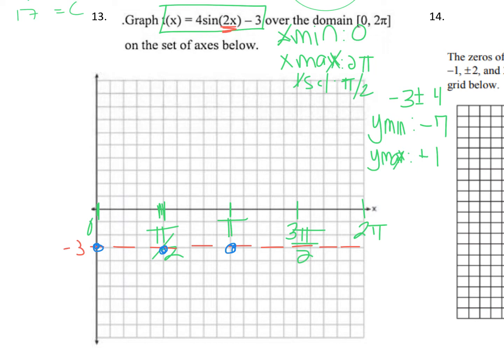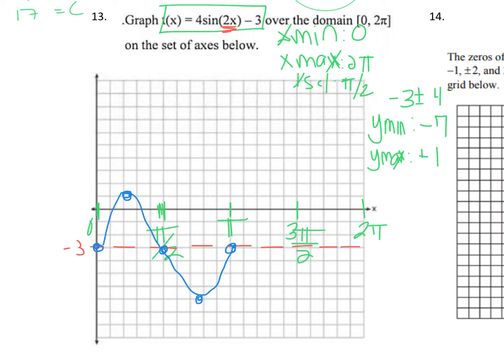1, 2, 3, 4, there's my max. And then 2 boxes and a half from that next 0 and count 1, 2, 3, 4 below, which should be at negative 7. Negative 4, negative 5, negative 6, negative 7. Yep. And that's curve 1.